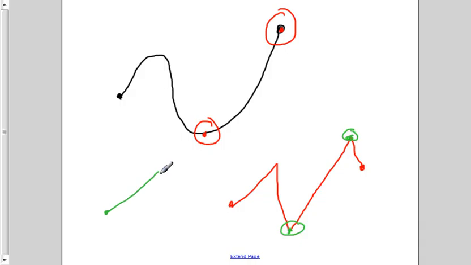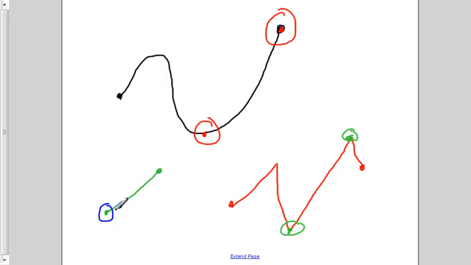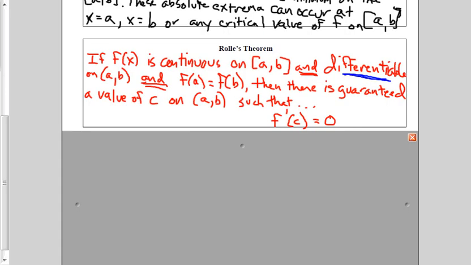The question always comes up, well, what if we just have this segment? And what I'm going to find out is it's on the closed interval. So there's your absolute min, there's your absolute max. And again, sometimes it can occur at the endpoints, sometimes it doesn't occur at the endpoints. Okay, so that is the extreme value theorem. All right, next is Rolle's theorem.